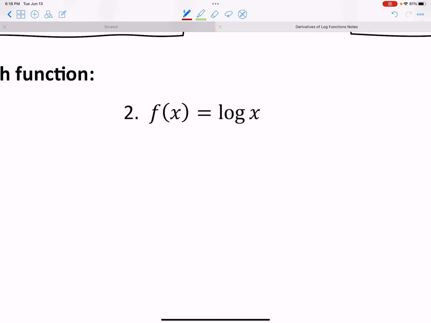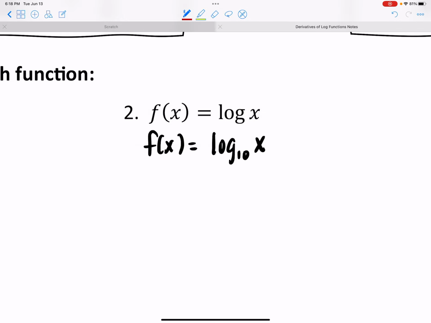Or here, if I have f of x equal to the log of x, just like with the natural logarithm, we don't write the base because we know it's an e. On this one, we have the common logarithm. When the base isn't written, there's an implied 10 there. So even though we don't see it, you have to recognize that this is the log with a base of 10. Okay, log base 10 of x. So when the base isn't written, that's our common log that has that implied base of 10.